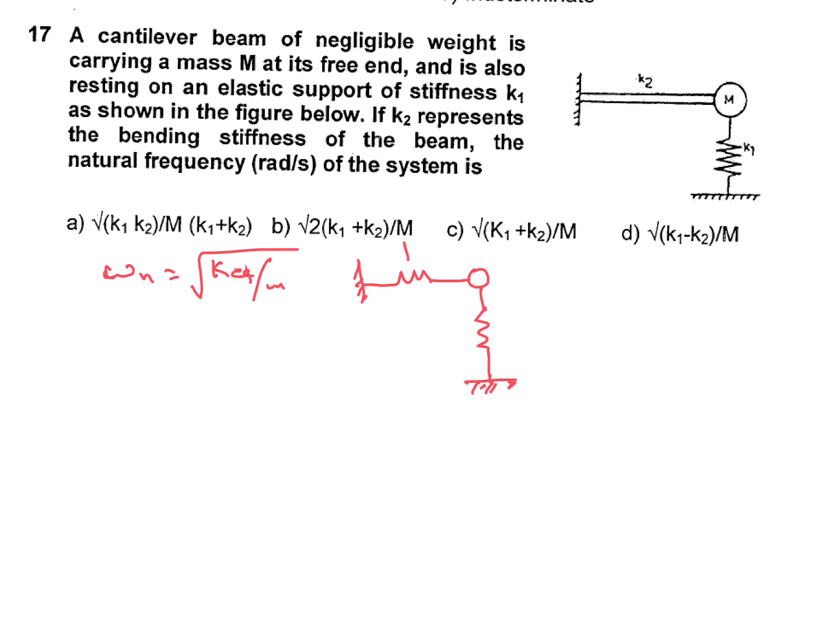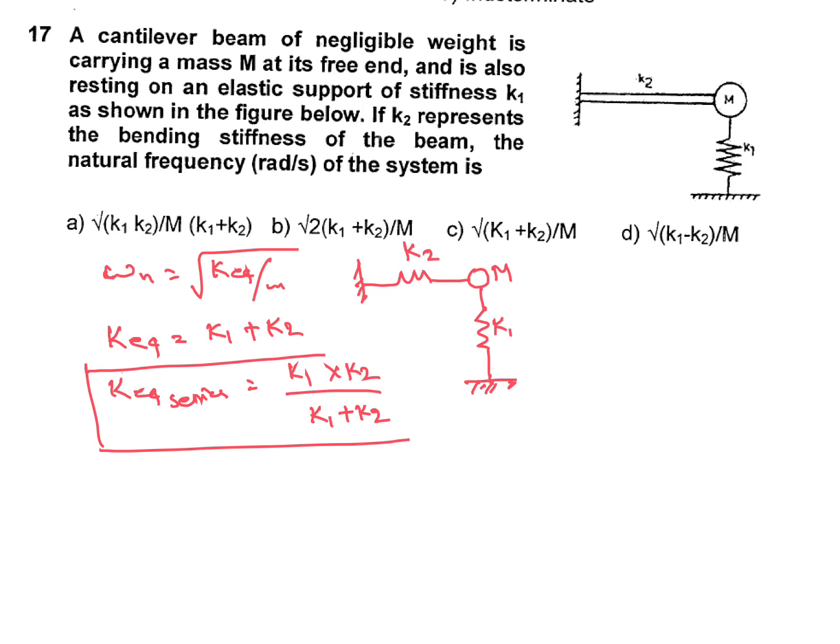Two springs in parallel case. This is K2, K1, mass is capital M. For the parallel case, K equivalent equals K1 plus K2. And for series springs, it's K1 into K2 by K1 plus K2. This one we are not using here. We are using only the parallel case. So omega n equals root over K1 plus K2 by capital M, in radian per second. From the options, C is our answer: root over K1 plus K2 divided by capital M.